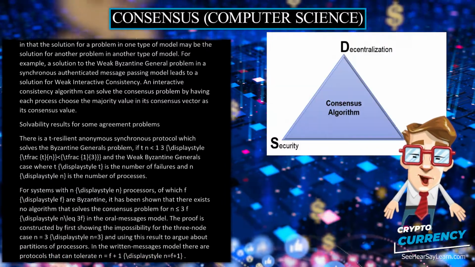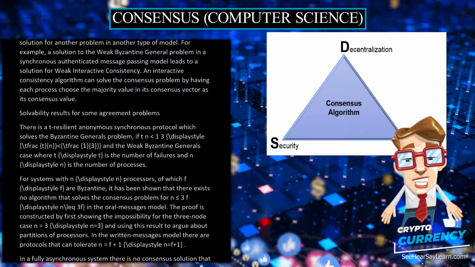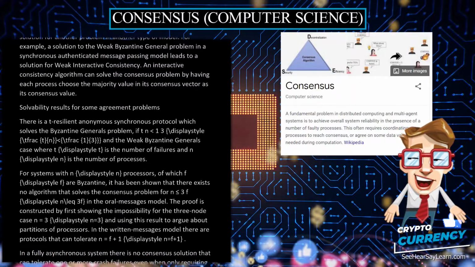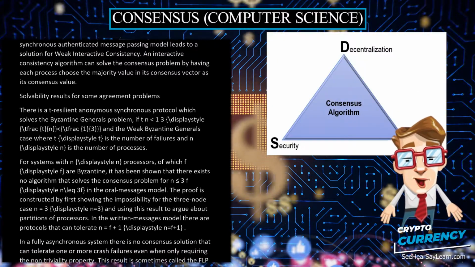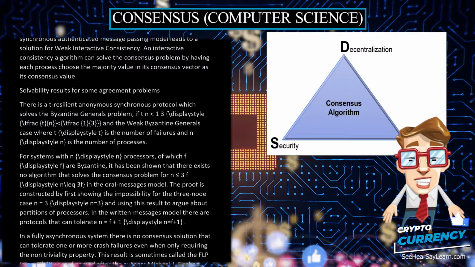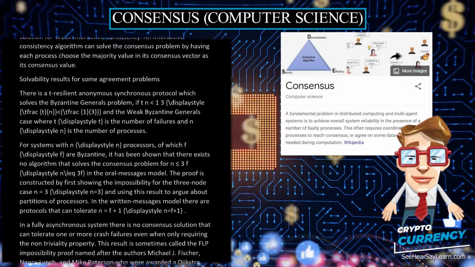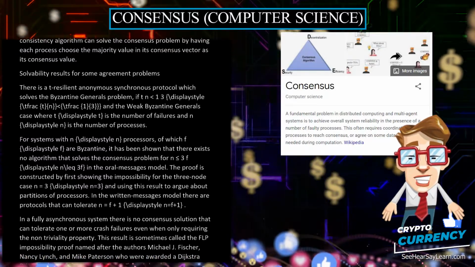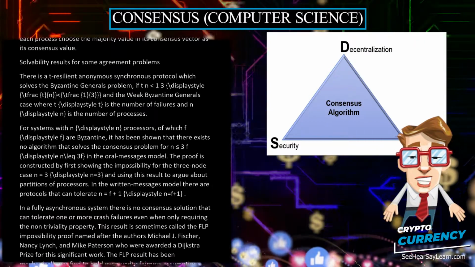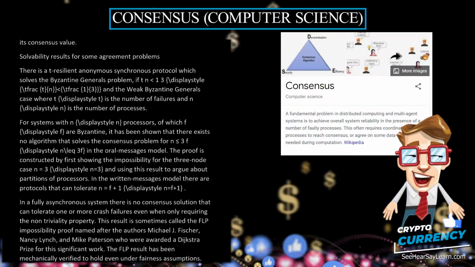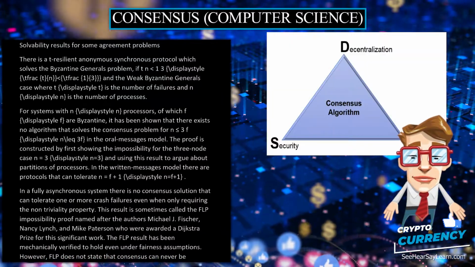The proof is constructed by first showing the impossibility for the 3-node case, n equals 3, and using this result to argue about partitions of processors. In the written messages model there are protocols that can tolerate n equals f+1. In a fully asynchronous system there is no consensus solution that can tolerate one or more crash failures even when only requiring the non-triviality property.